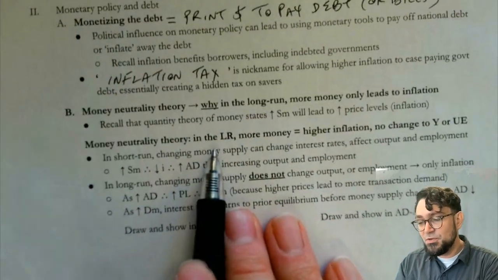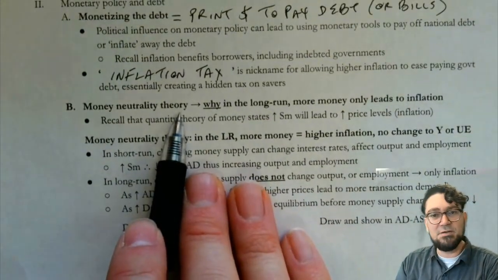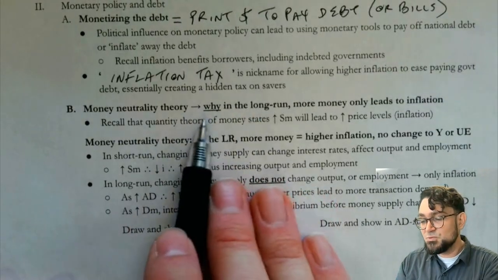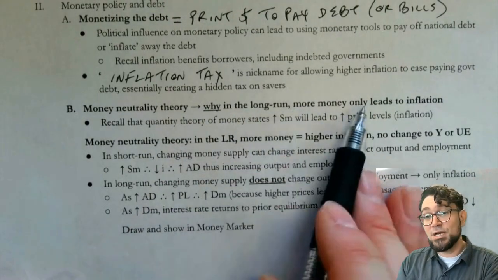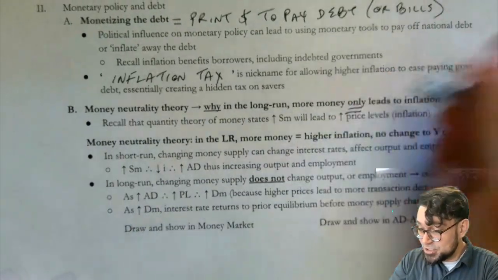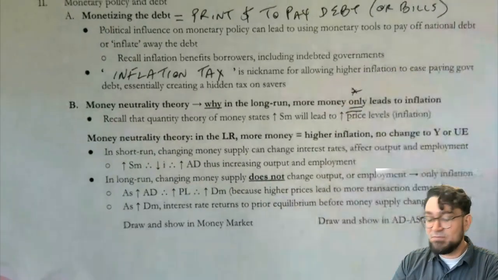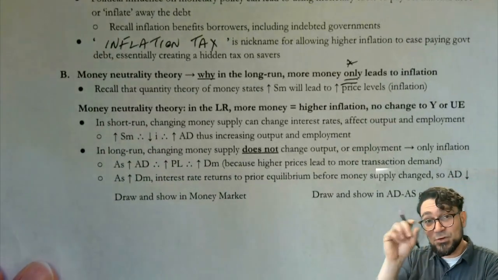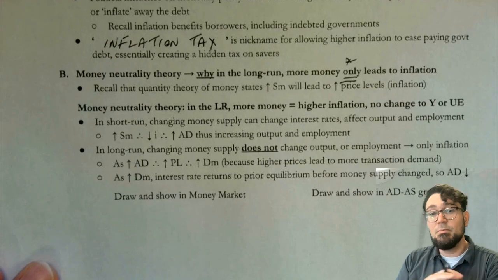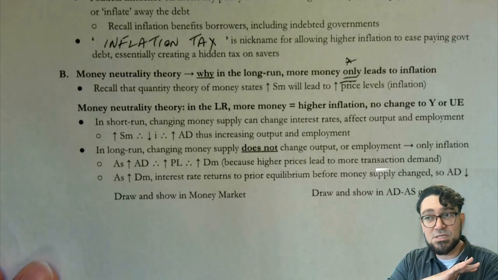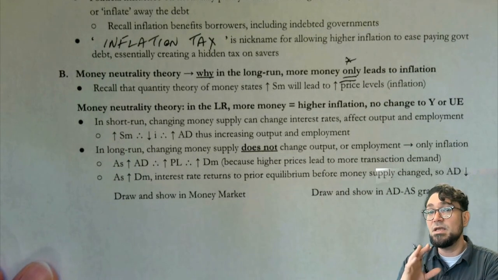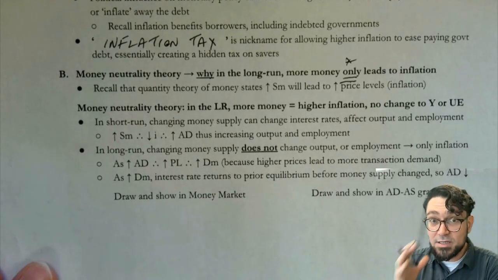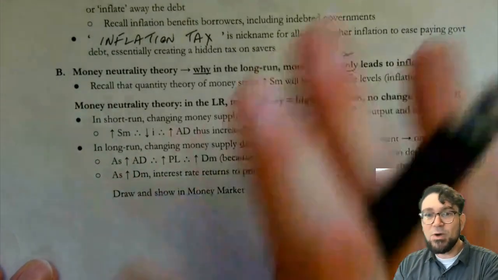The last thing I'll share with you is money neutrality theory, which is kind of an expanding upon that quantity theory we talked about in the last topic. It's really an explanation for why in the long run, more money only leads to inflation. This is key here: just because you could create more money, you could stimulate the economy for a little bit of time, but in the long run, money neutrality theory tells us that there's no effect on the economy that the central bank can really do when it changes the money supply, except cause inflation. Let me explain why that's true.